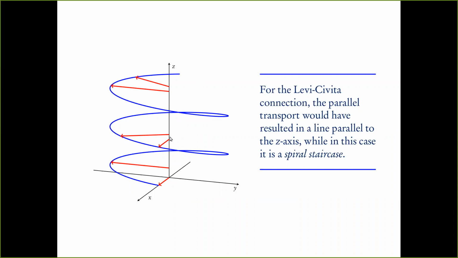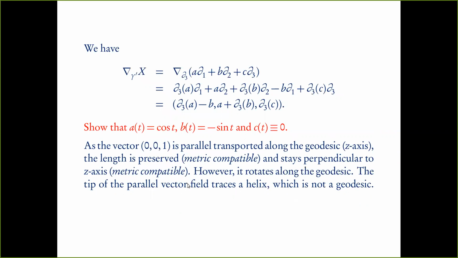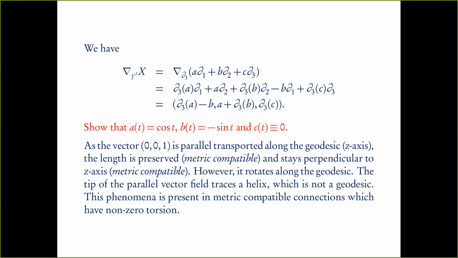Okay, so let me go back to the last remark. The last remark that I said here is that the tip of the parallel vector field traces a helix, and you know very well that a helix is not a geodesic, either for the connection or for the Riemannian Euclidean metric. So the helix is not a geodesic, and this is precisely the more general version of the phenomenon which usually happens in metric compatible connections which are not torsion free.